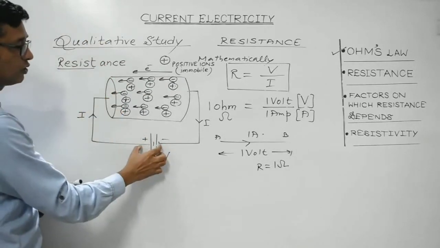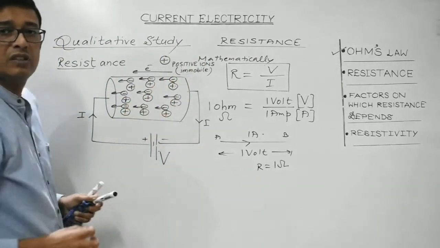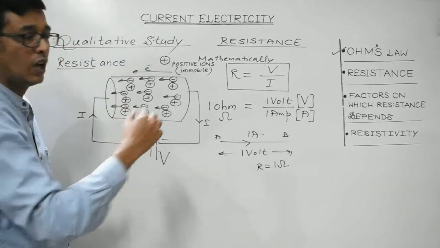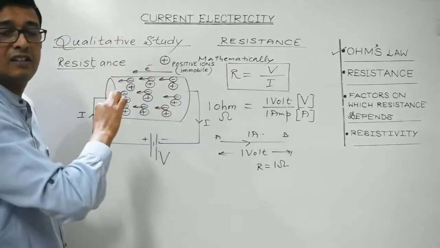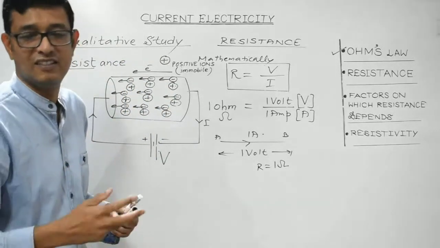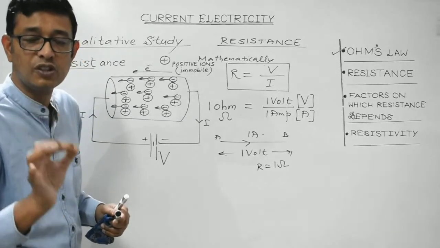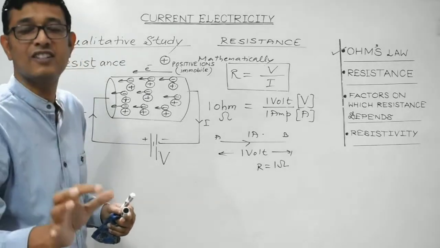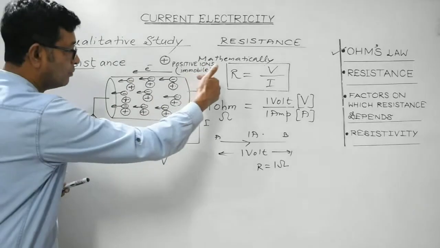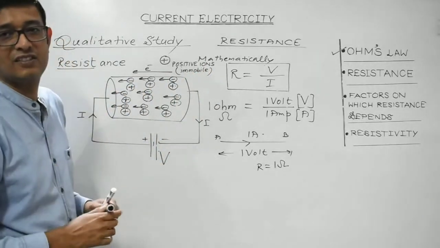So under the influence of this source, when the electrons drift in a particular direction, they very often collide against each other and also with the vibrating ions. As the electrons collide with the vibrating ions, their motion gets hindered, obstructed. This hindrance or opposition or obstruction offered by the positive ions of the conductor towards the movement of free electrons is known as resistance.